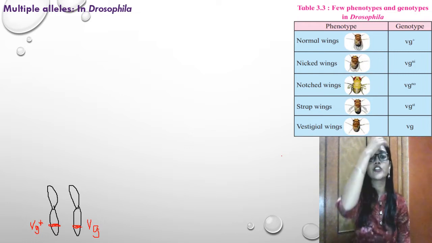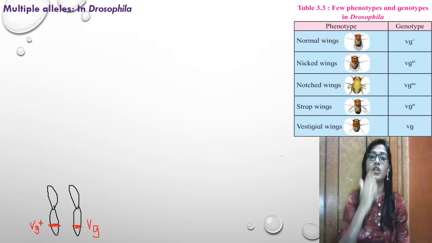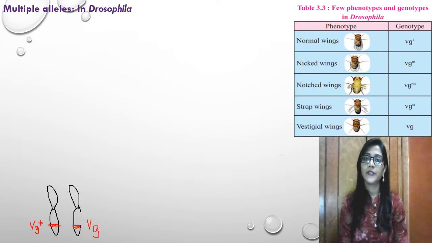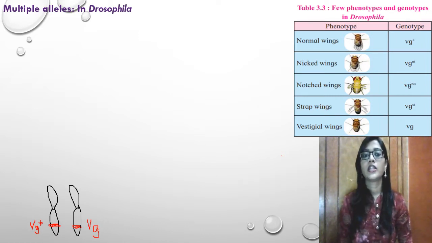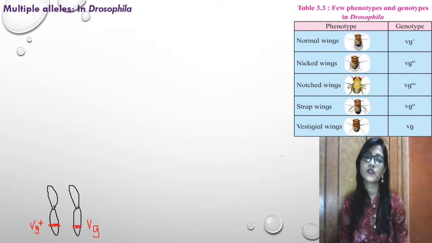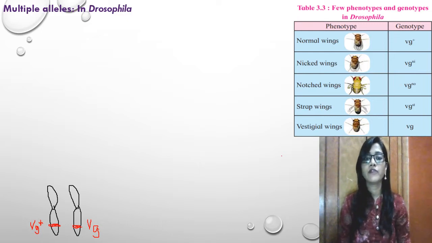In Drosophila, a large number of multiple alleles are known, as you can observe in the slide: normal wings, naked wings, notched wings, strap wings, and vestigial wings. So all these are examples. The size of the wings varies from normal wings to vestigial, where there are no wings. Vestigial means the Drosophila is not having wings.